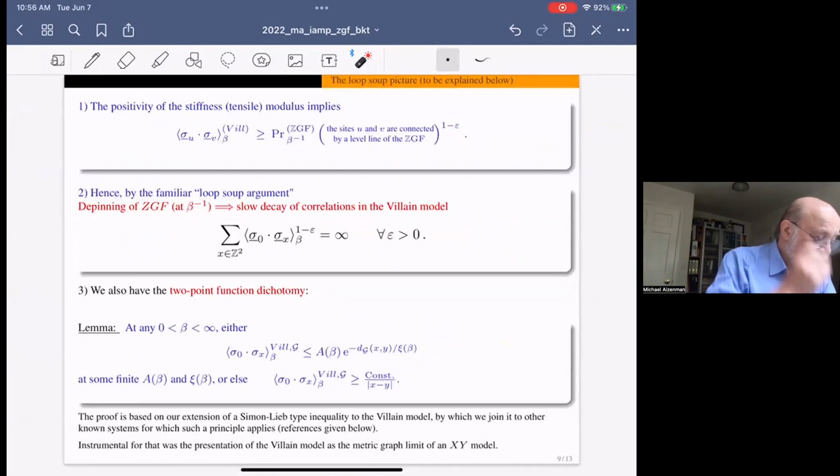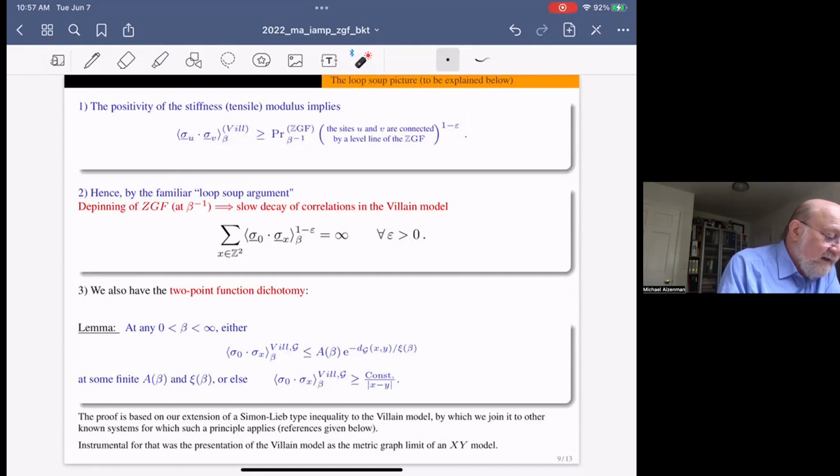But there are many moving parts in this argument, so let me just quickly list those. The positivity of the stiffness modulus implies that the spin-spin correlation is bounded below. Well, there is a factor of 1 minus epsilon for technical reasons. It has to do with the question of how you select Q in this exploration process. Let me skip it. Feel free to ignore that. This is just a repetition of the inequality which I stated before.